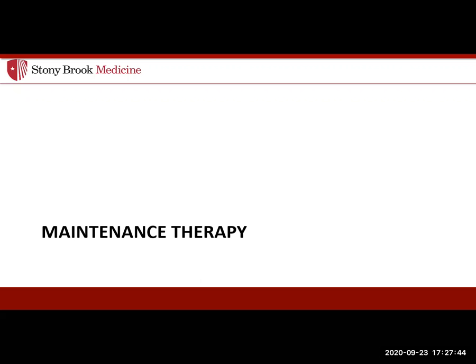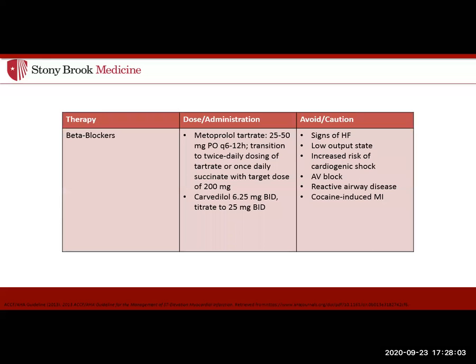Scar tissue forms, and because of this, the remaining heart muscle grows and changes in shape to try and compensate for the loss of the original muscle. But this can actually progress into heart failure. By using our maintenance therapies, we are trying to prevent this from occurring. So the first thing that we'll talk about is beta blockers. As you can see, we use metoprolol and carvedilol with the specific doses that are present in the chart.